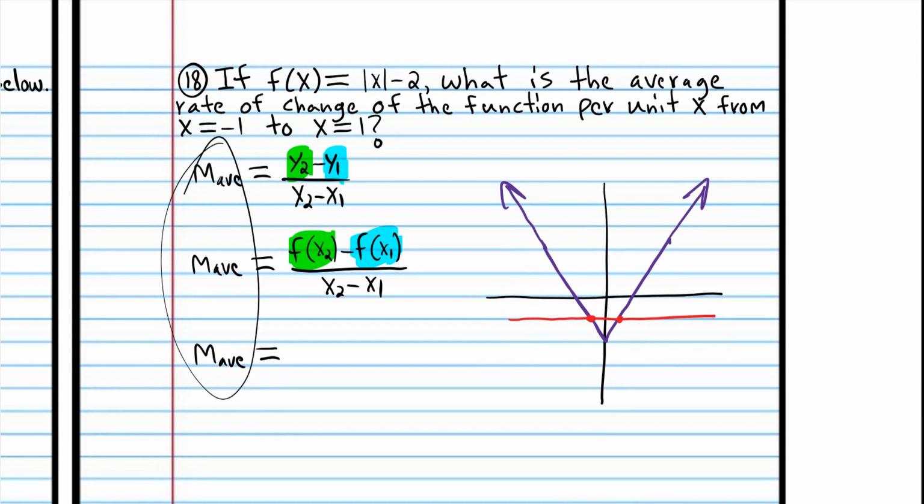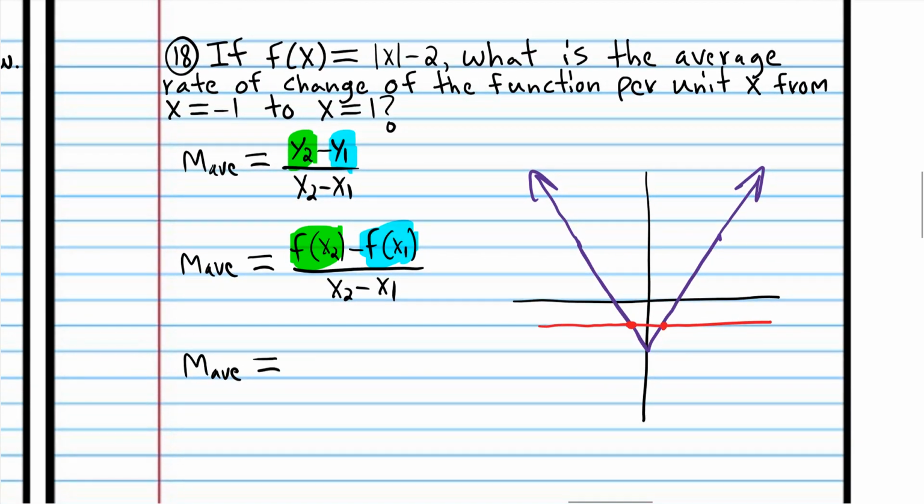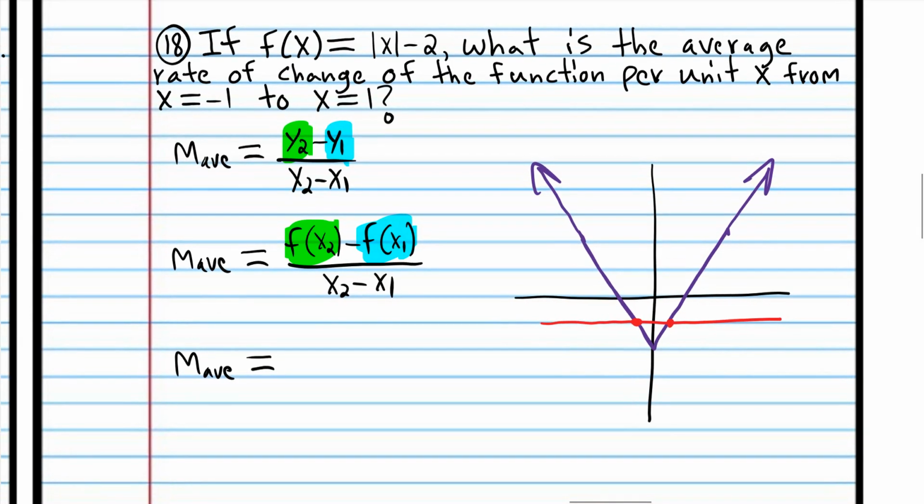You can call this whatever you want to call it. You can call it the slope of the secant line. Sometimes you may see it with an SE, just meaning slope of the secant line. Or you can just call it the average rate of change. You can actually spell it out.